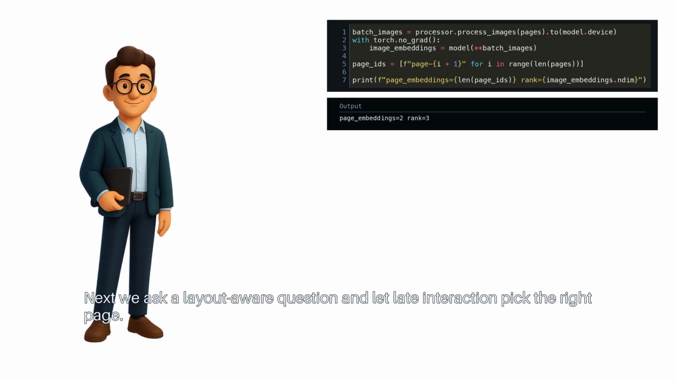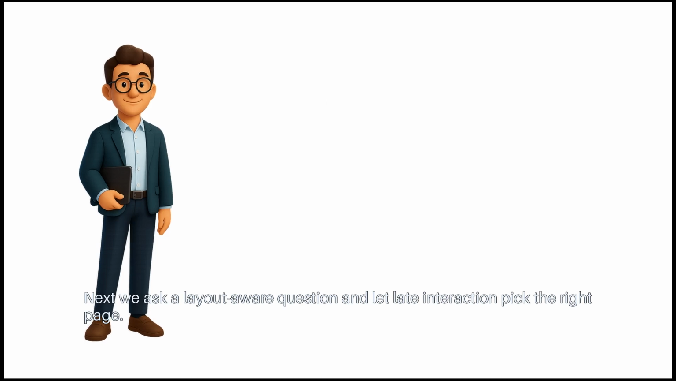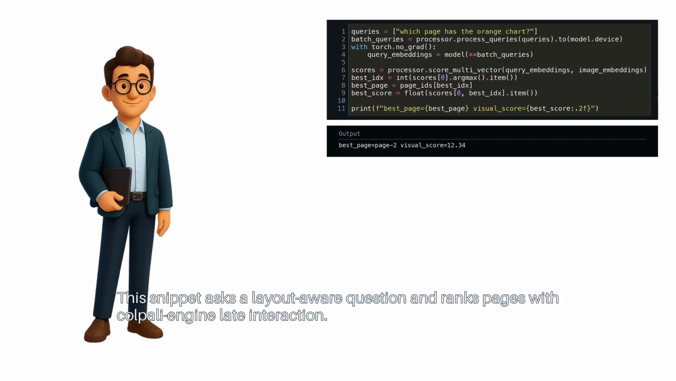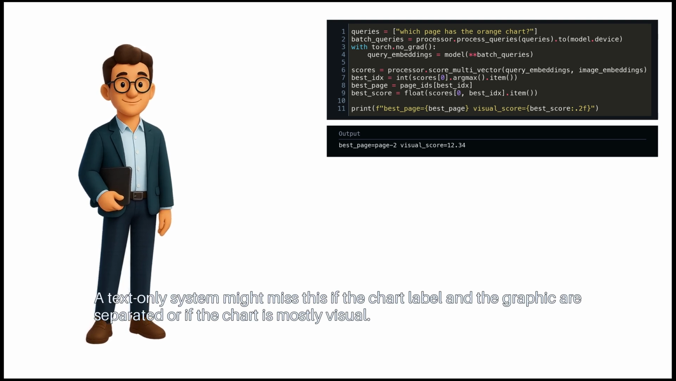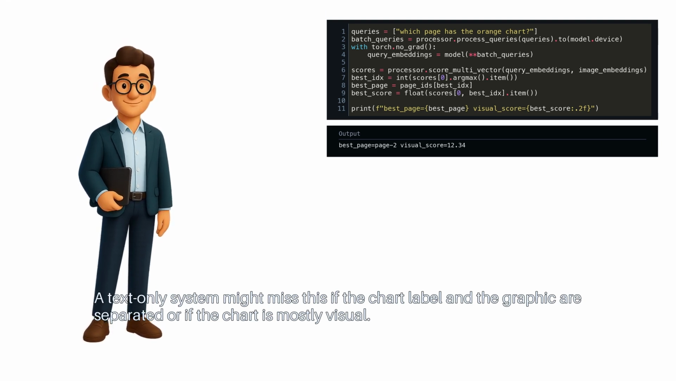Next, we ask a layout-aware question and let late interaction pick the right page. This snippet asks a layout-aware question and ranks pages with colpali-engine late interaction. A text-only system might miss this if the chart label and the graphic are separated, or if the chart is mostly visual.